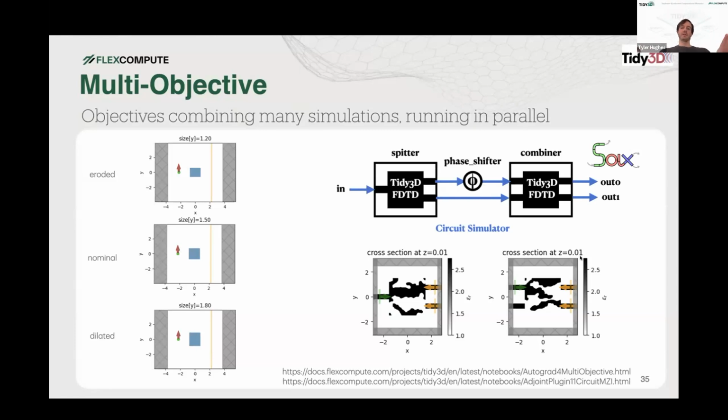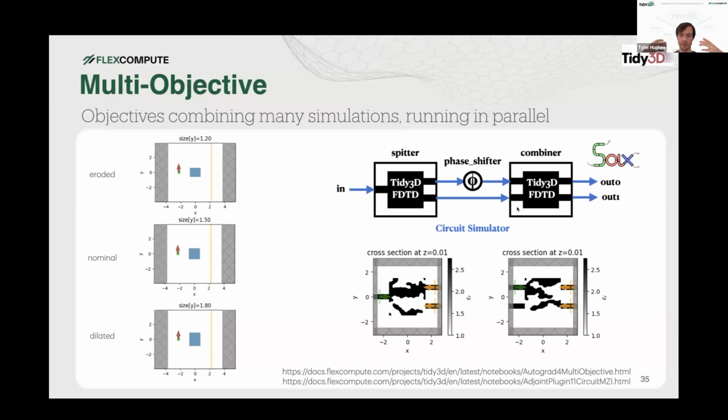And we have two Tidy3D simulations going, separate and totally independent, and we compute the scattering matrix for each of these simulations. That allows us to hook everything up into a circuit model, right? In this case, we use a circuit model called SAX, which is a differentiable circuit simulation tool.